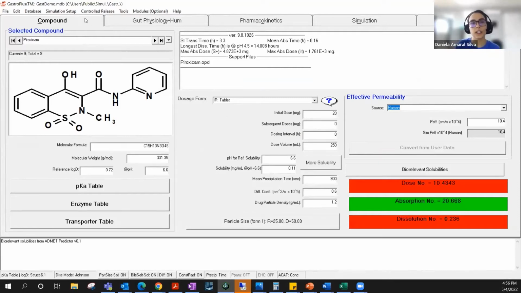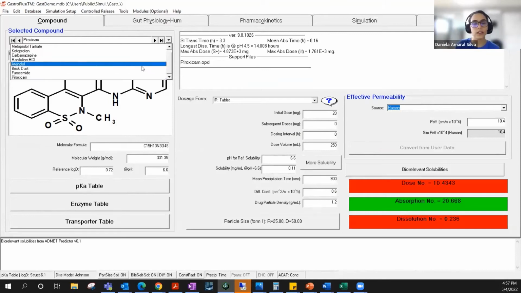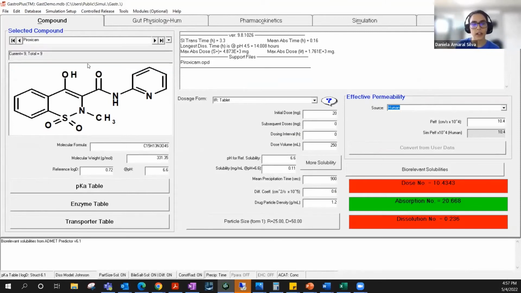So basically here in the compound tab, we would show them that from this demo database, they could select from the different compounds that are in there. And here the molecule, the structure would be shown, and then they could check the formula, the molecular weight, log D, and what pH that log D was referring to, as well as they could play around with the dosage forms.